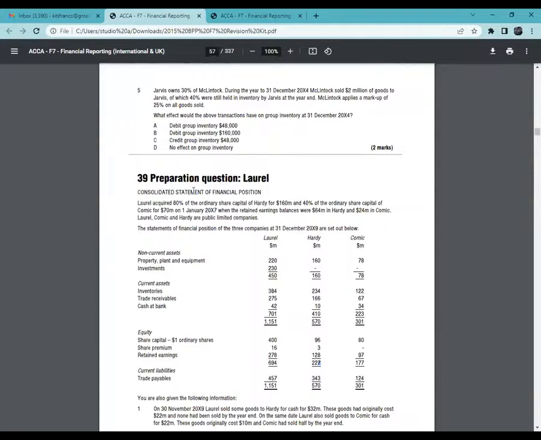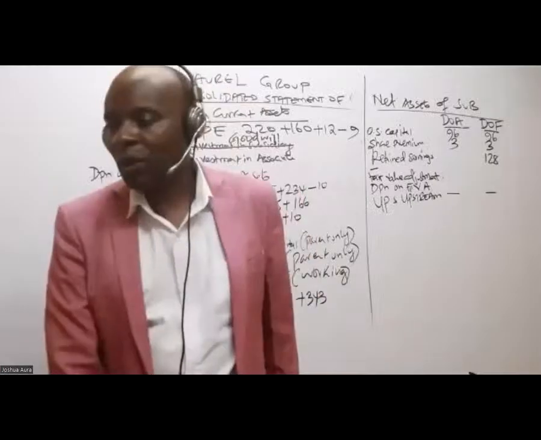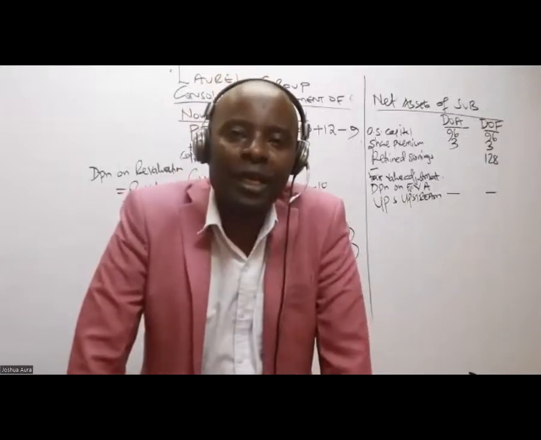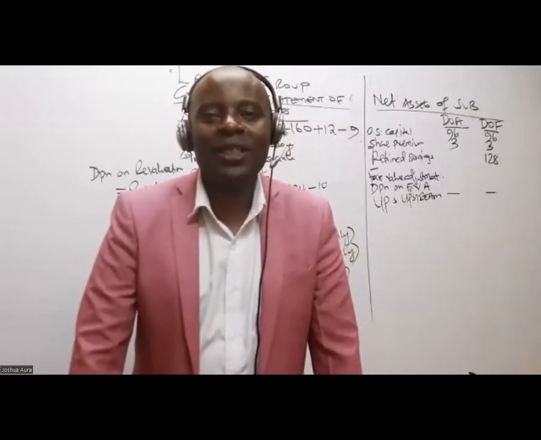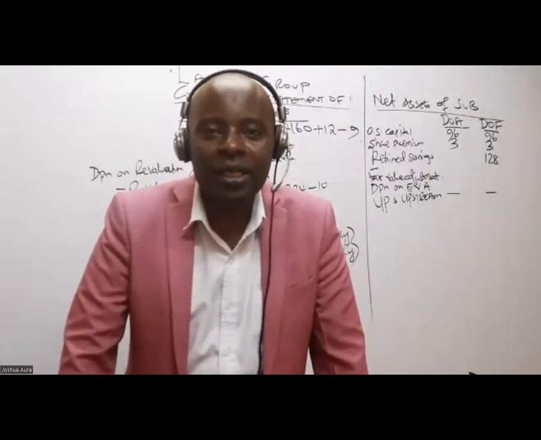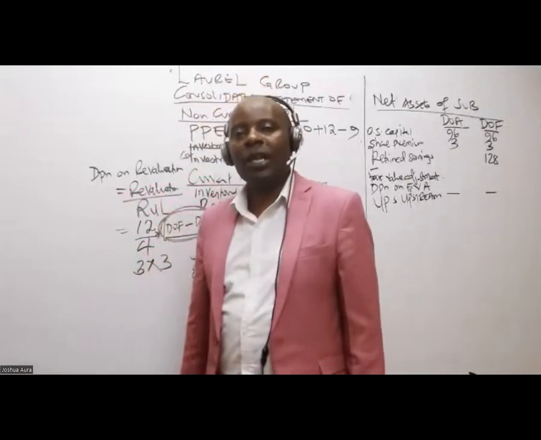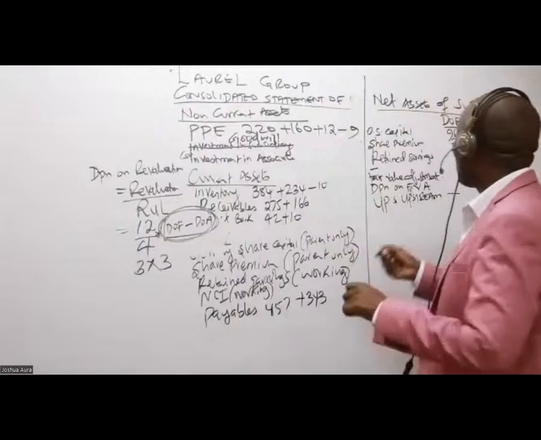Here they have told us Laurel acquired 80% of the ordinary share capital of Hardy for 160 million and 40% of the ordinary share capital of Comic for 70 million on 1st January 2017, when the retained earnings balance was 64 for Hardy and 24 in Comic. Anything to do with an associate is not needed as we start our group consolidation. The only thing you want is 64, the retained earnings of the subsidiary at acquisition.